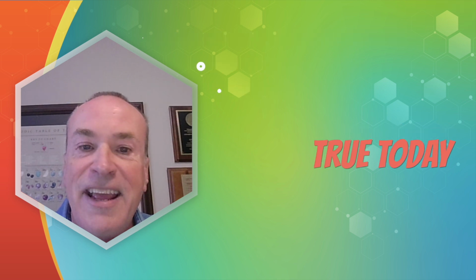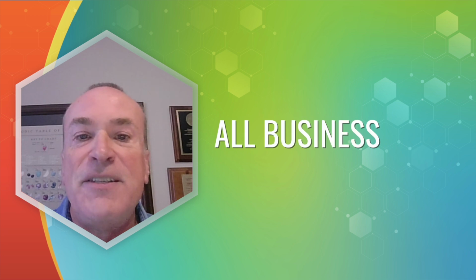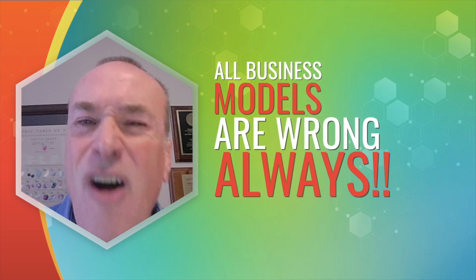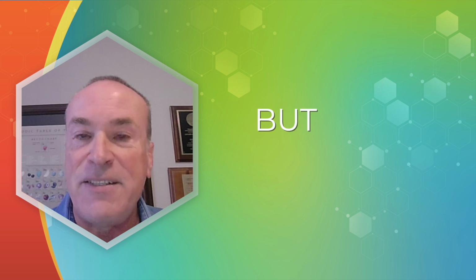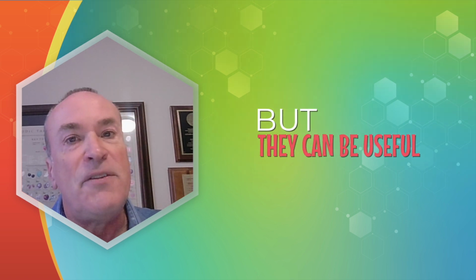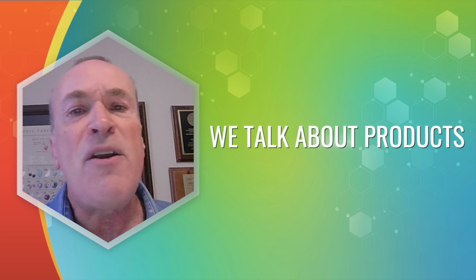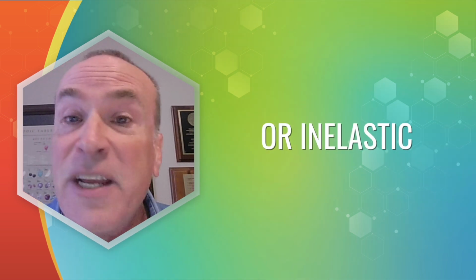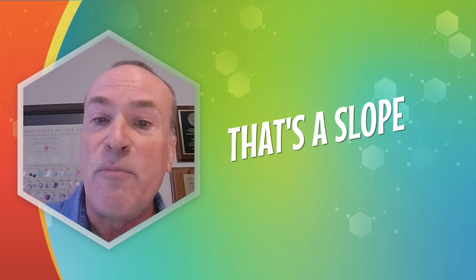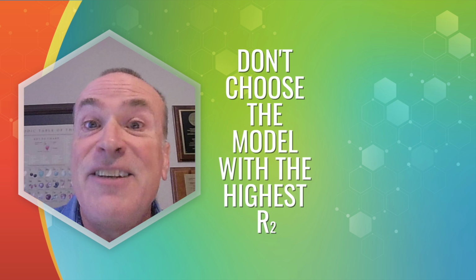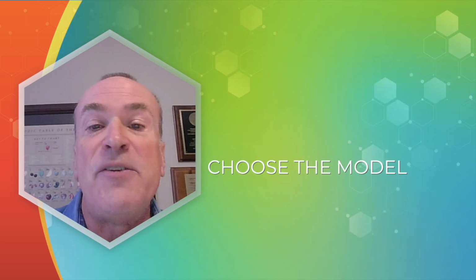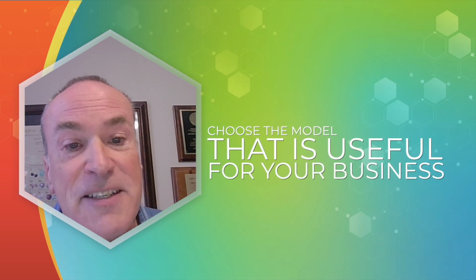What is true today is not true tomorrow. Therefore, all business models are wrong, always. But they can be useful. They can give you slopes, indicators of trends that will result. For example, in sales, we talk about products being elastic or inelastic. It's a slope. Bottom line, don't choose the model with the highest R squared. Choose the model that is useful for your business.